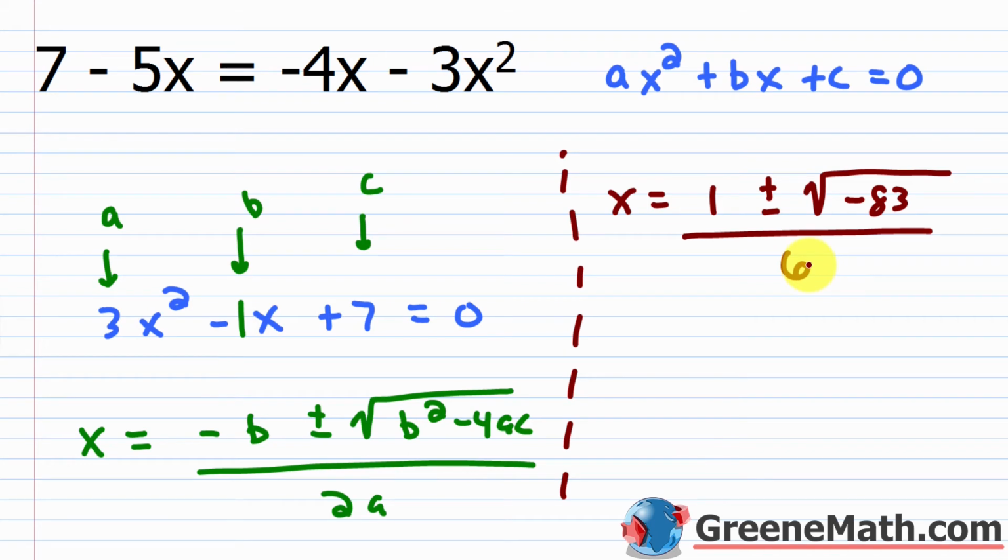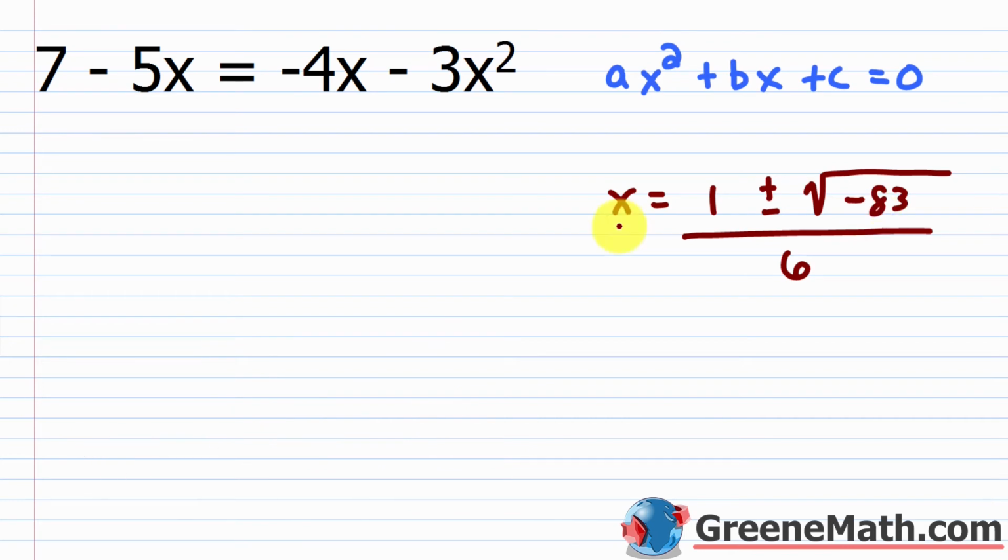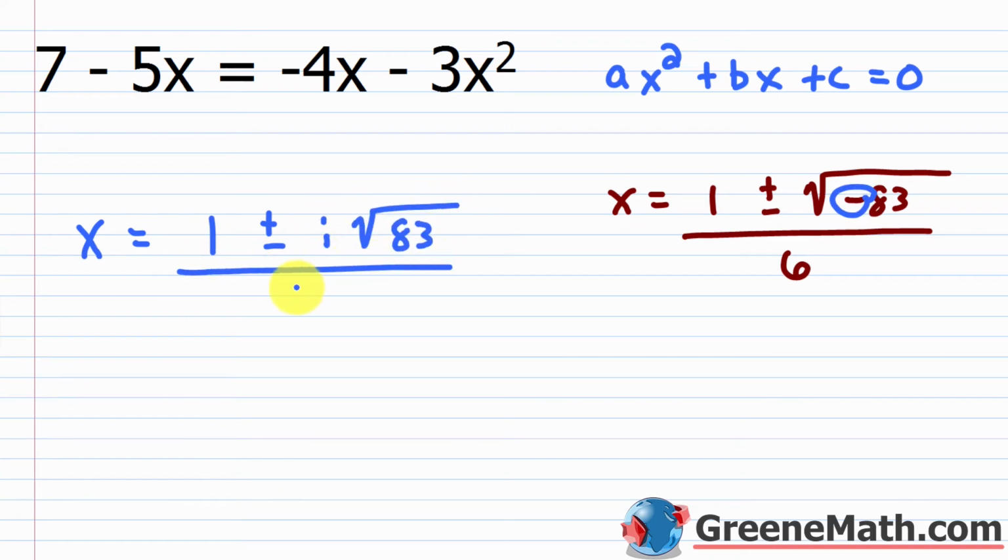All right, so let me erase all this. We'll look at these two different solutions here and see what we can do. So we know we would have x equals 1 plus the square root of -83 over 6, and then x equals 1 minus the square root of -83 over 6. What I can do to simplify here is say that x is equal to 1 plus or minus, pull out the negative part and say this is i, times the square root of 83 over 6.